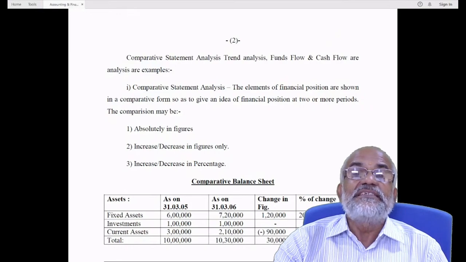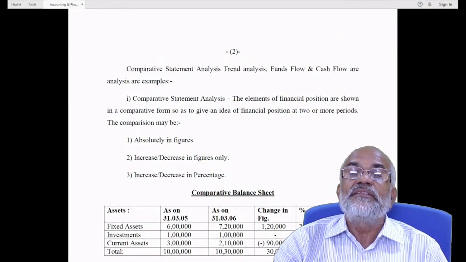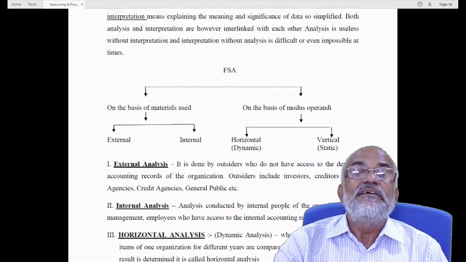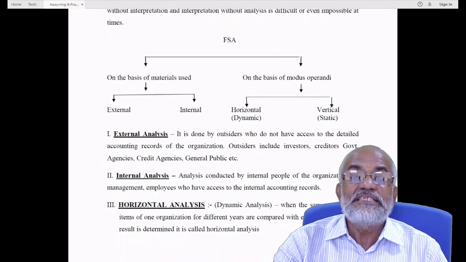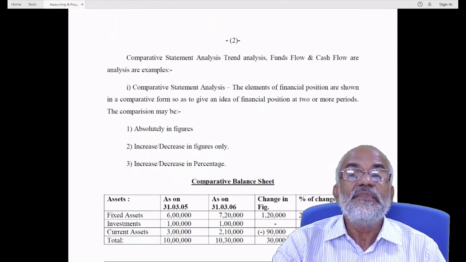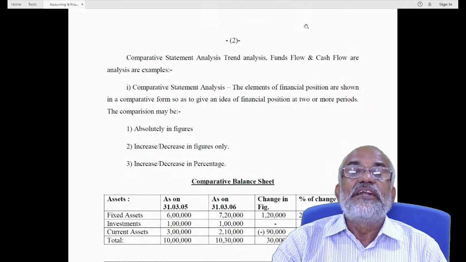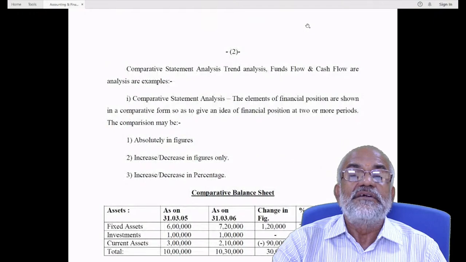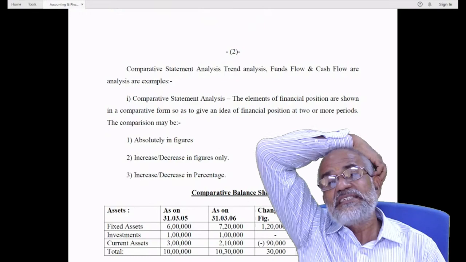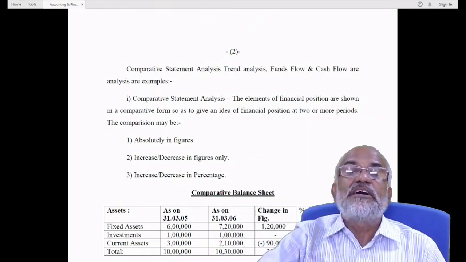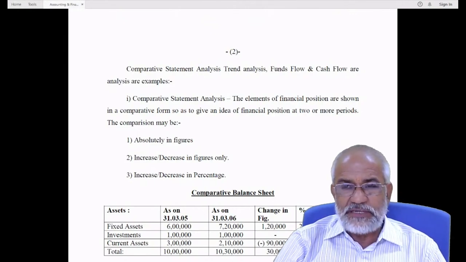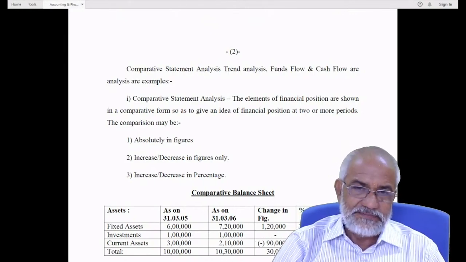Under horizontal analysis, there are different tools available. One is the comparative statement analysis, another is trend analysis, another is funds flow statement and cash flow statement analysis.